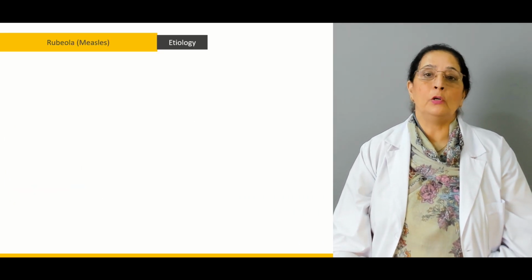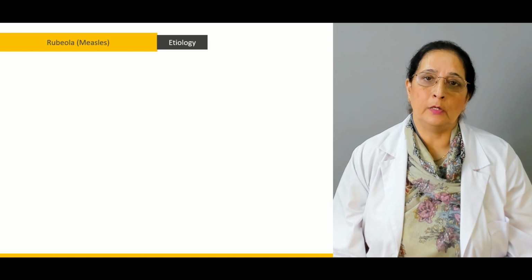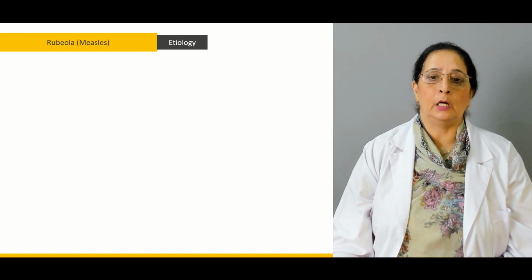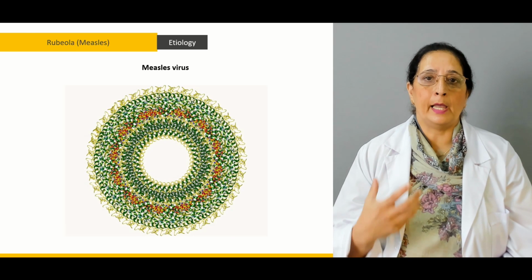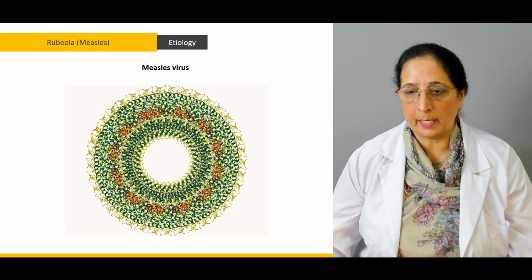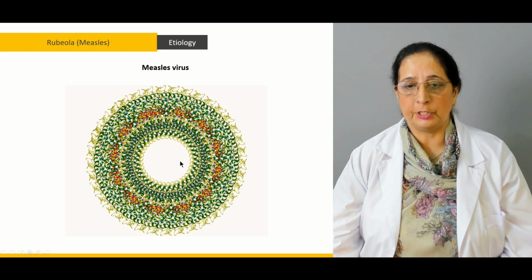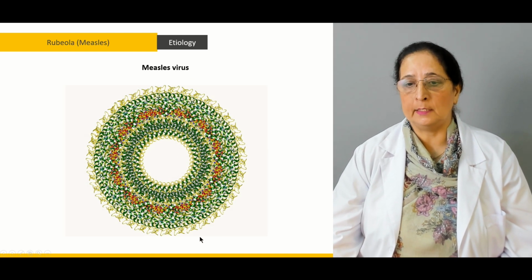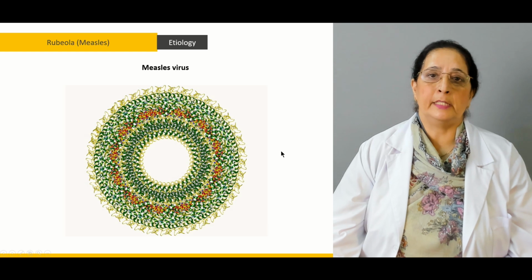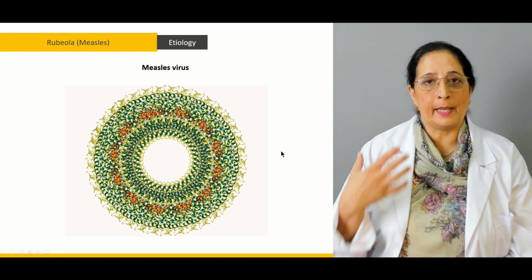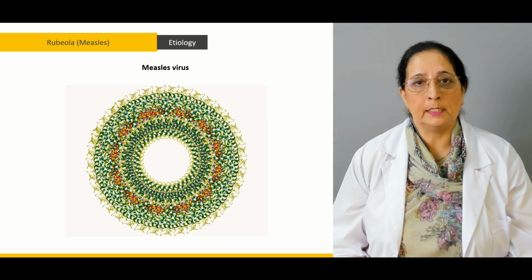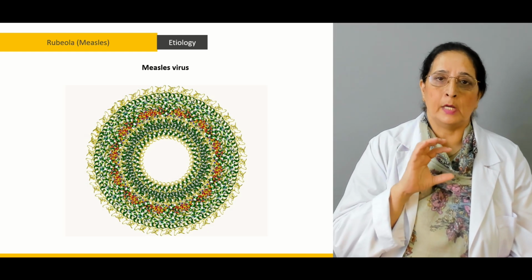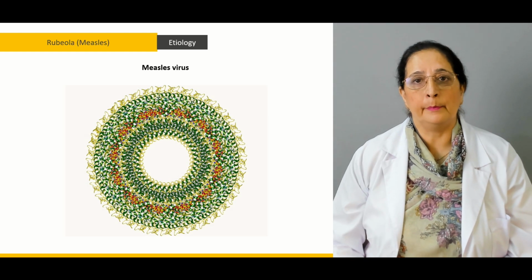Next, the etiology. What's the causative agent of rubeola or the measles infection? The measles virus, that's the picture showing the measles virus. So that's the causative agent. It's a viral infection caused by the measles virus, and it's known as rubeola or measles.